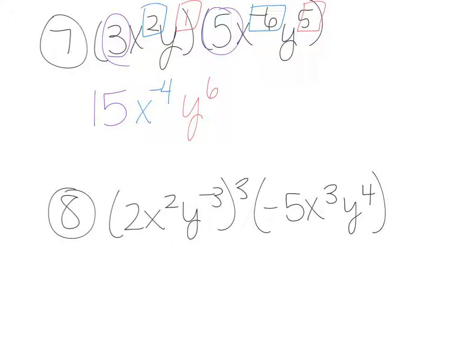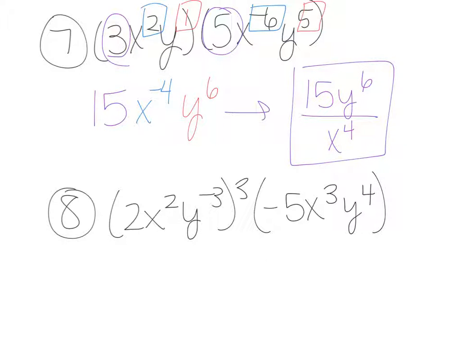Now, I cannot leave my final answer like this. To get your final answer, you need to make sure you have no negative exponents in your answer. So I do have to move that x to the 4th down to the bottom and make it positive. You can't leave any of them negative. You can't leave any of them unhappy. You need to make sure all your exponents are happy by the end of the problem.